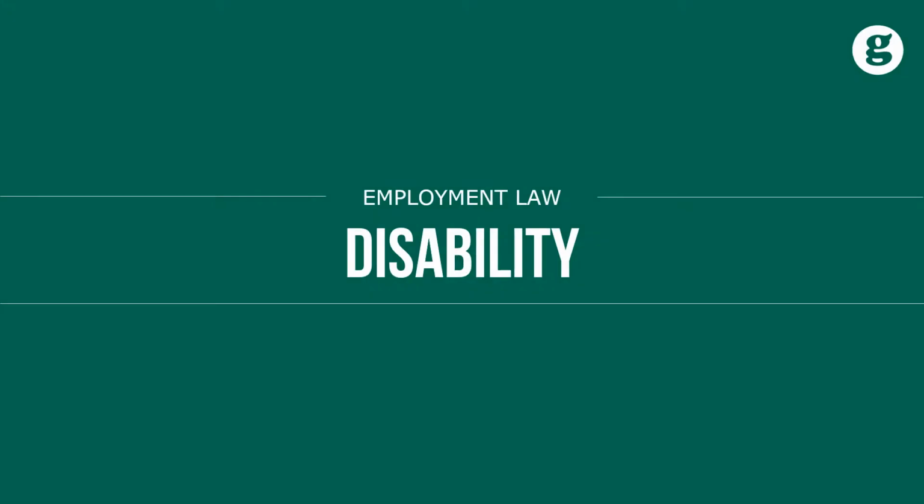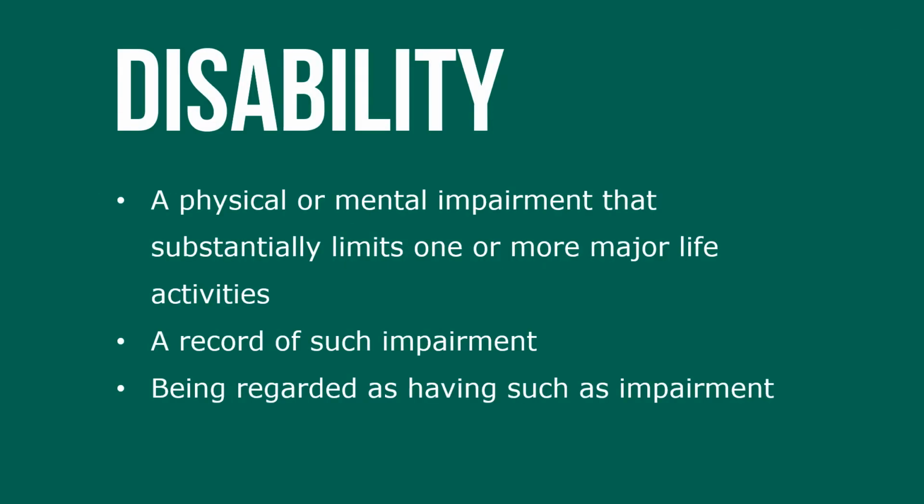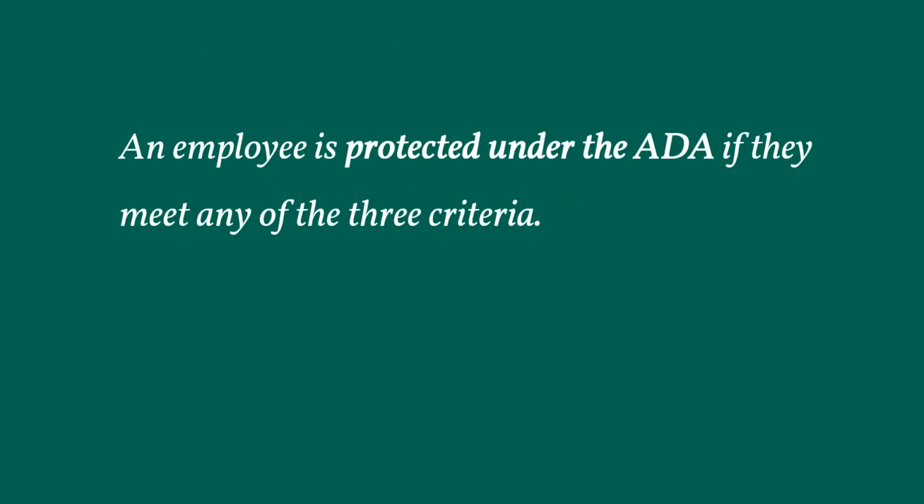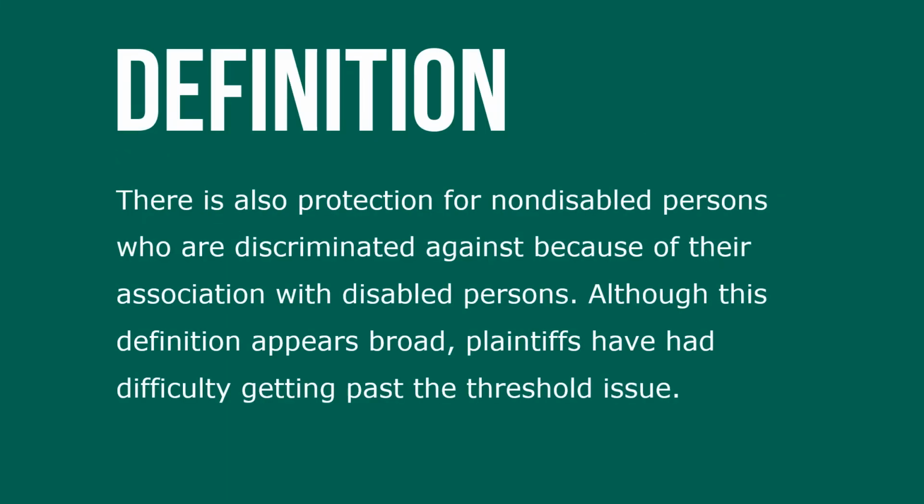Let's take a look at disability from an employment law perspective. The definition of disability under the ADA includes the following: a physical or mental impairment that substantially limits one or more major life activities, a record of having such an impairment, or being regarded as having such an impairment. An employee is protected under the ADA if they meet any of the three criteria. There's no protection for non-disabled persons who are discriminated against because of their association with disabled persons.